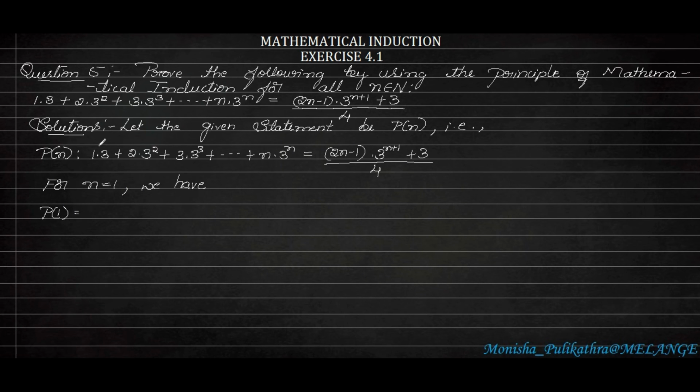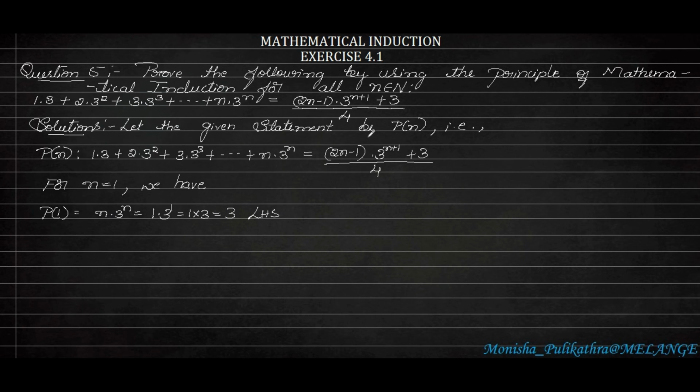In the question you can note down here 1 into 3, 2 into 3 to the power of 2, up to n into 3 to the power of n. The number ends here, so we can directly take n into 3 to the power of n, where n we substitute as 1. So 3 to the power of 1. So 1 into 3, which is equal to 3. This will be LHS.